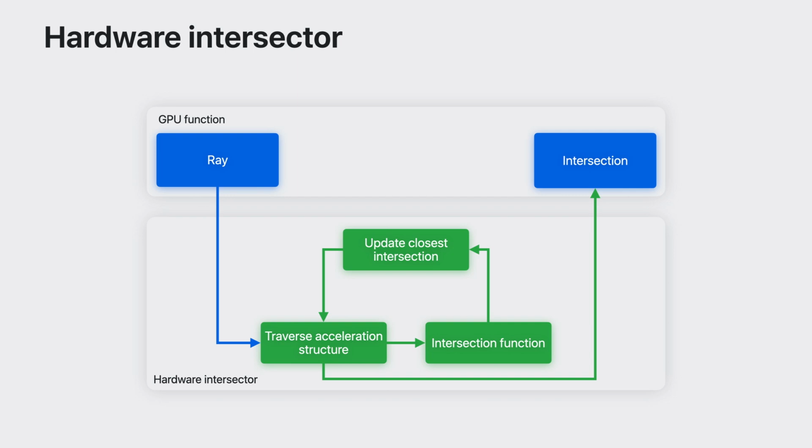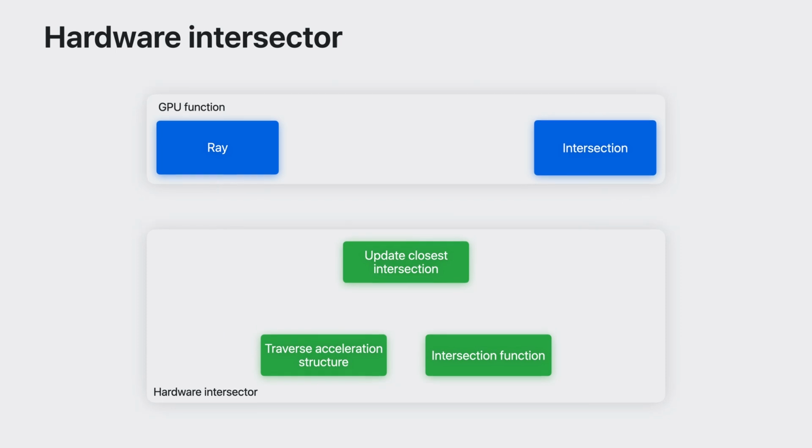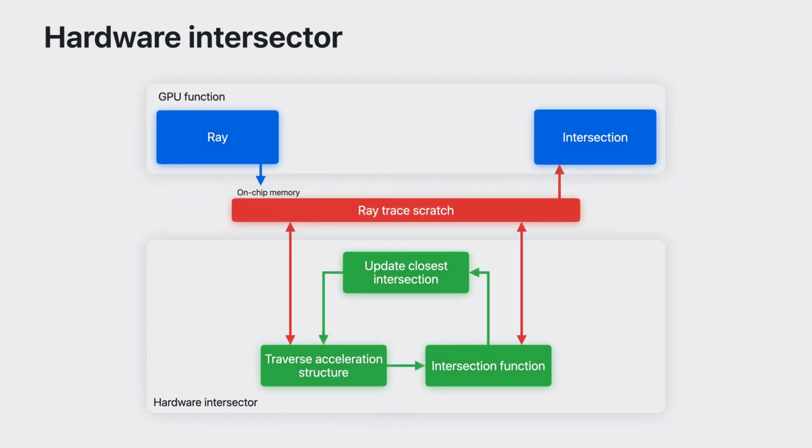Returning to the hardware intersector model, this flowchart explains the process, but it is overlooking one vital element. During intersection, ray trace scratch space is used to store the state of the traversal and return results to the GPU function calling intersect.